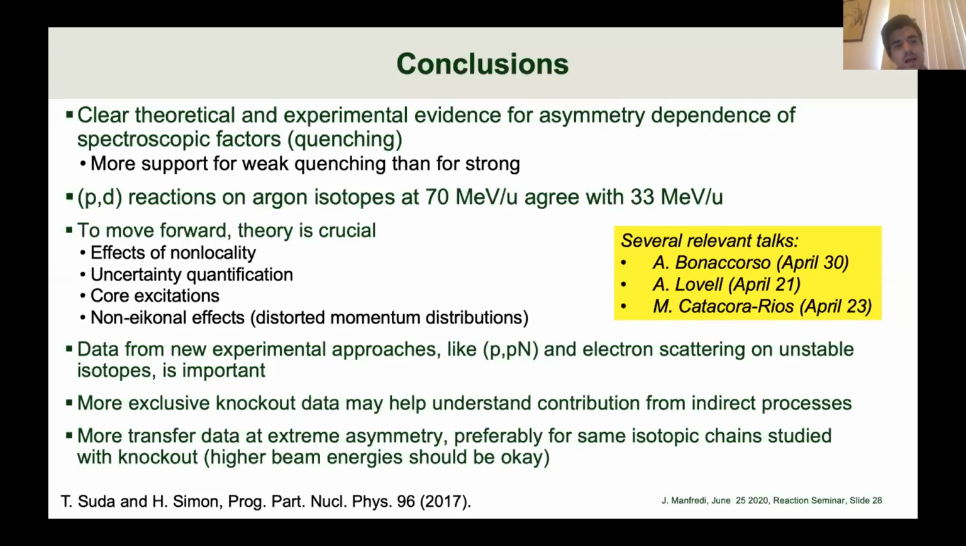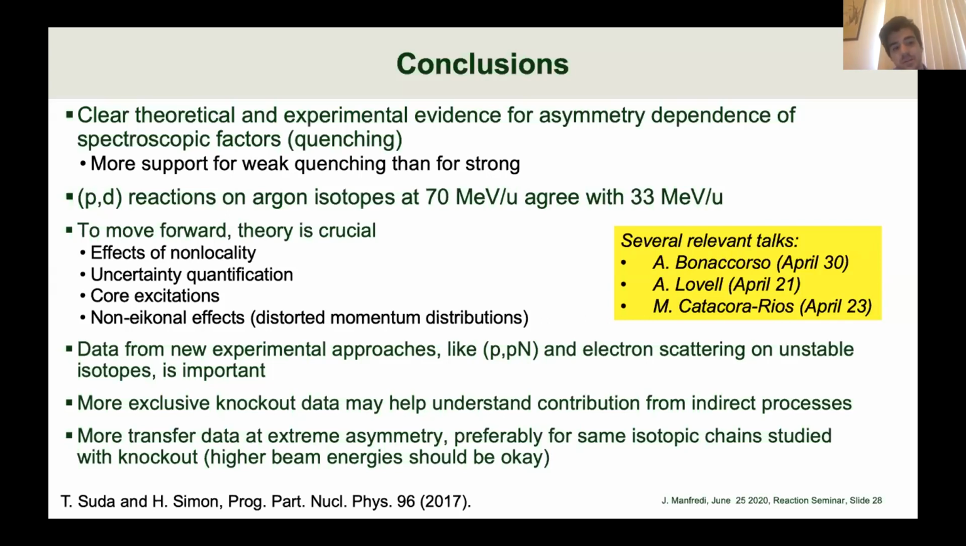So I talked about some (p,d) reactions at 70 MeV per nucleon, and they agreed with the results at 33 MeV per nucleon. This is interesting because it provides evidence that the transfer reaction mechanism is consistent across energies, so that we can use transfer reactions at higher beam energies where we can access potentially more asymmetric systems. Obviously, moving forward, there's a lot of theoretical work that's important. I talked about the non-locality already.